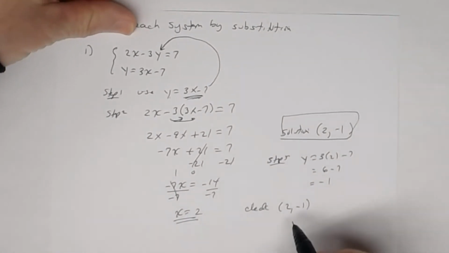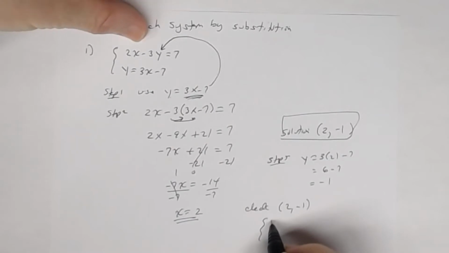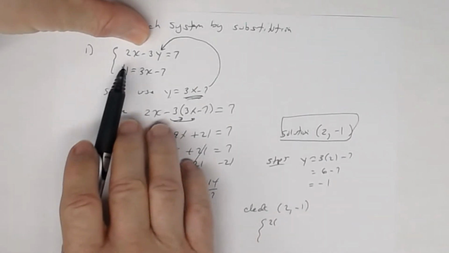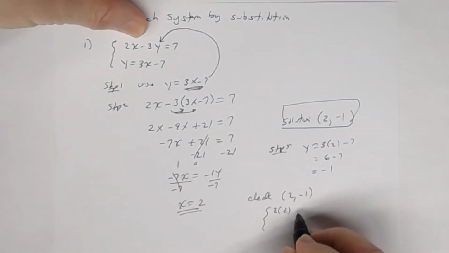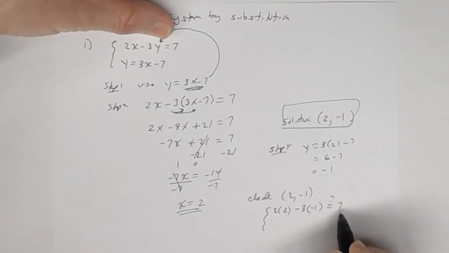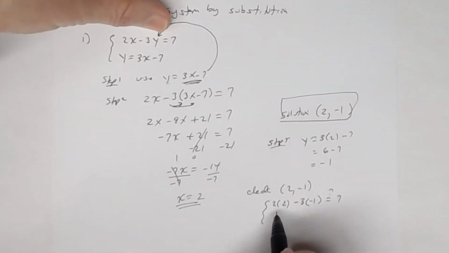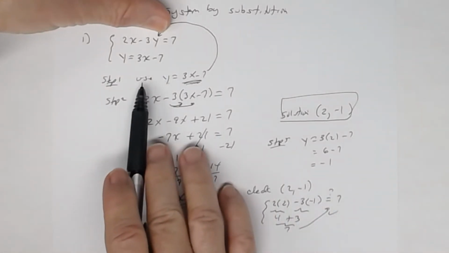So we have right here, so let's check. So we have 2 times x, so this is the first one, and so that's 2 times 2. And then minus 3 times y, and y is negative 1. And I want to see if that's going to equal 7, right? All right, so 2 times 2 is 4. A negative 3 times a negative 1 is a positive 3, and 4 plus 3 is 7. And that's equal. Now let's check the other one.